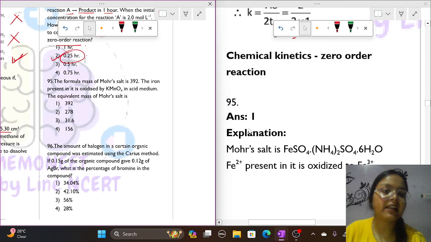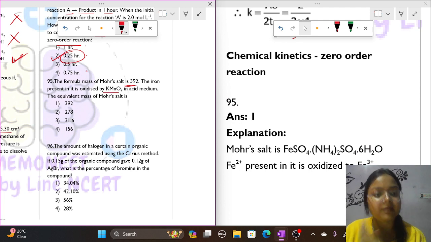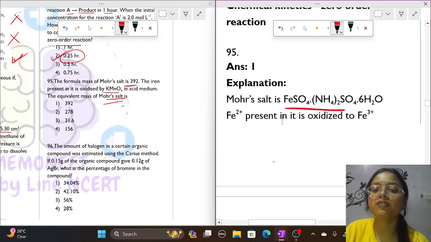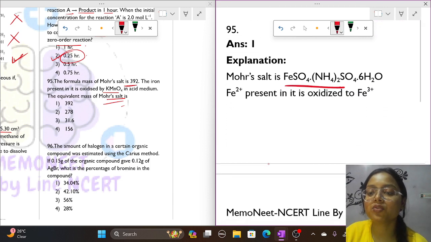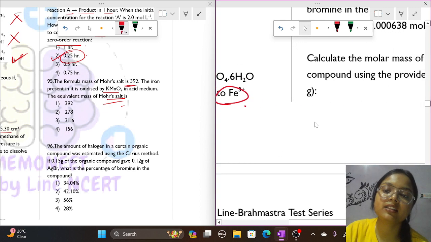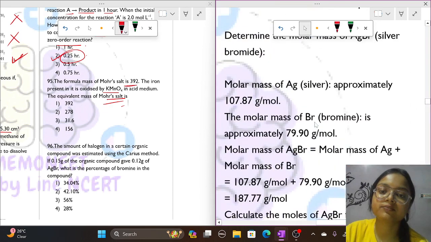Next is question number 95. The formula mass of Mohr's salt is given as 392. The iron present in it is oxidized by KMnO4 in acidic medium. We have to find the equivalent mass of Mohr's salt. Mohr's salt has the formula FeSO4.(NH4)2SO4.6H2O. The Fe+2 present in it is in the reduced form, and it is oxidized to Fe+3 in Mohr's salt.